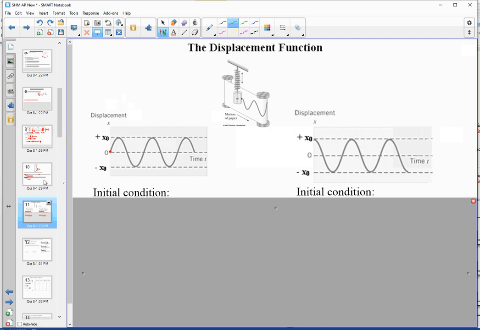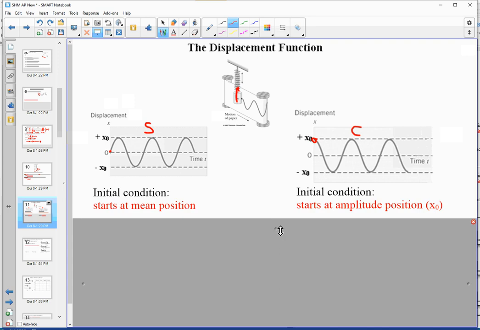However, like in the previous example where the mass started up at the top, if we were to take this mass, raise it up to the top, and then let it go, and that were the starting position, notice it would be starting up here at the top. So we're going to be using sine functions to model when the system begins at the equilibrium position, and we're going to be using cosine functions to model when the system begins at one of the two extremes, at one of the two amplitude positions.